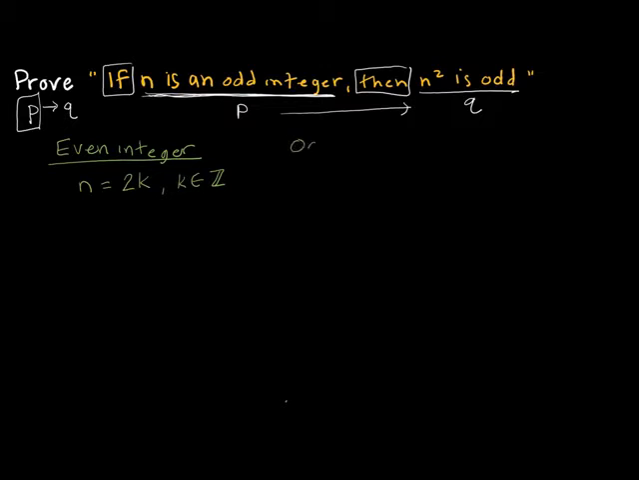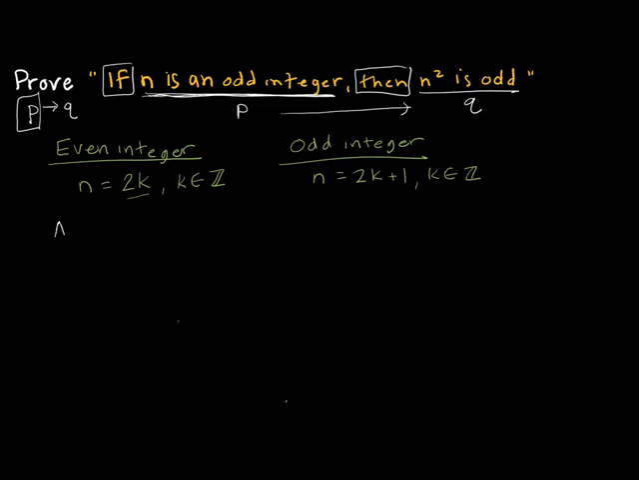If I have an odd integer, say n is odd, n can then be re-expressed as 2k plus 1, because obviously if we take an even integer and we add 1, we get an odd integer. And again, k must be an integer as well. So now that we have everything we need, let's start this proof.